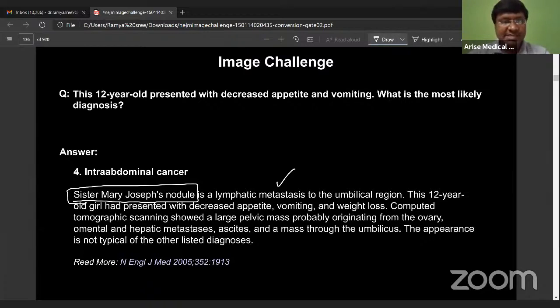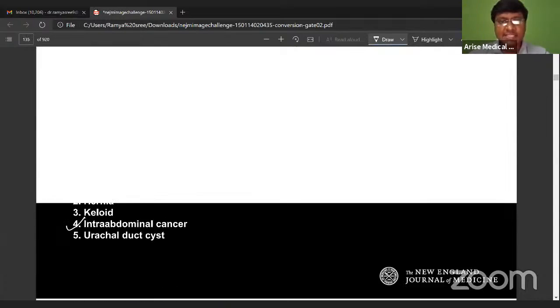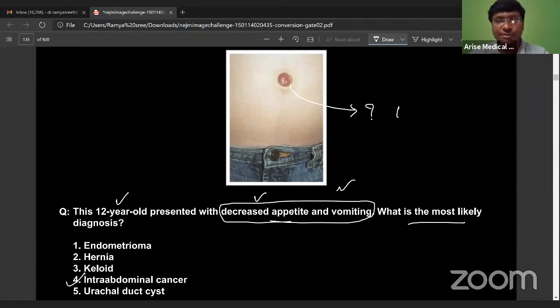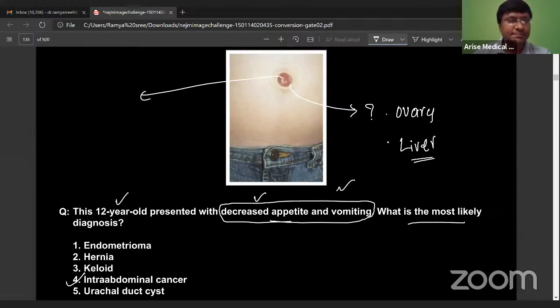So what is this lymphatic metastasis from? It is from a large pelvic mass, right? And this particular large pelvic mass can be metastasizing from the ovary, and it can also be metastasizing from the liver. Okay. So whatever is being shown to you is lymphatic metastasis to the umbilicus. That is Sister Mary Joseph's nodule.